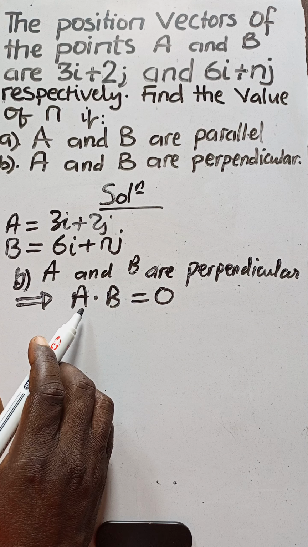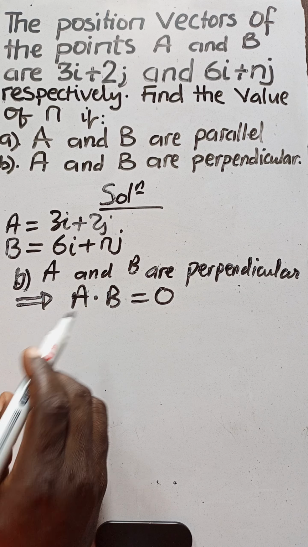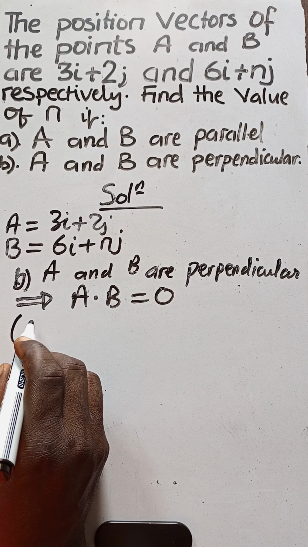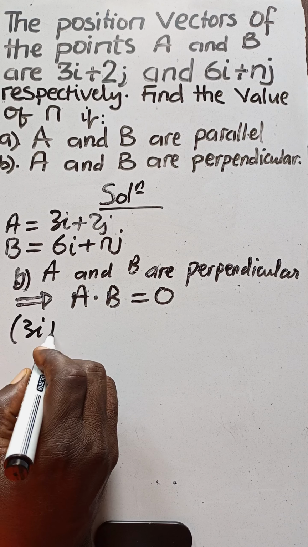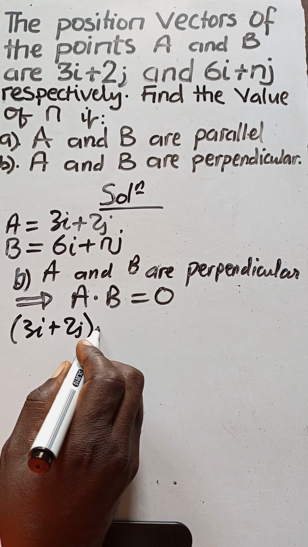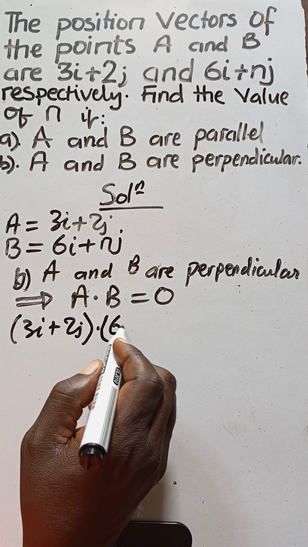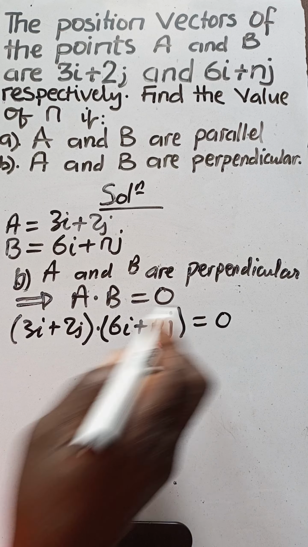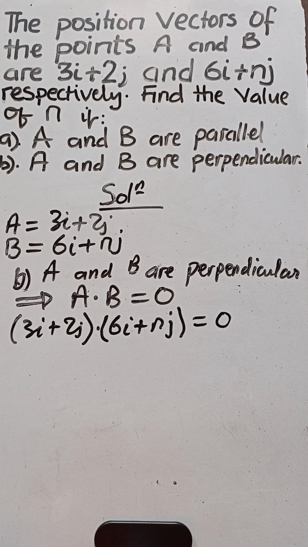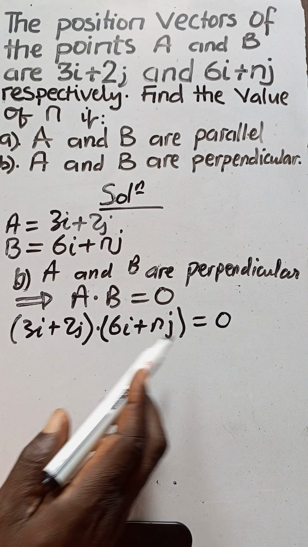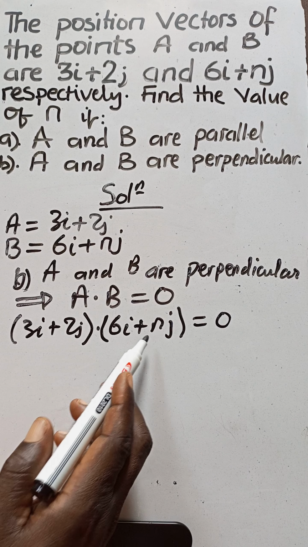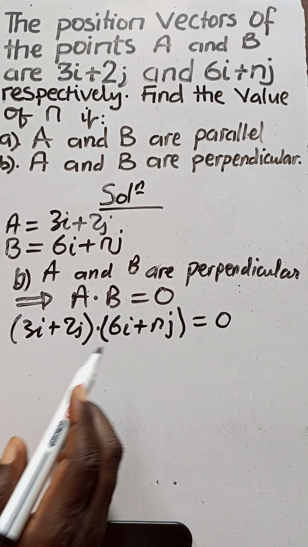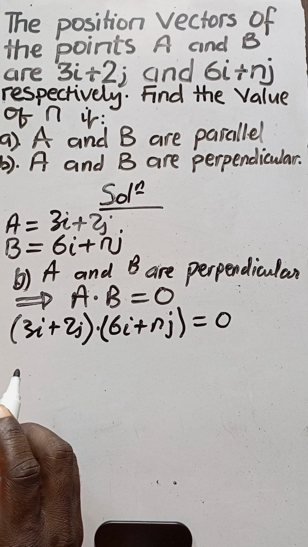All right, so now let's put in the position vectors of A and B. So it simply means 3i plus 2j dot 6i plus nj. That dot product must give us 0. So this is the equation that we have to solve. You see, the only unknown is n. So we're now going to solve this for n.